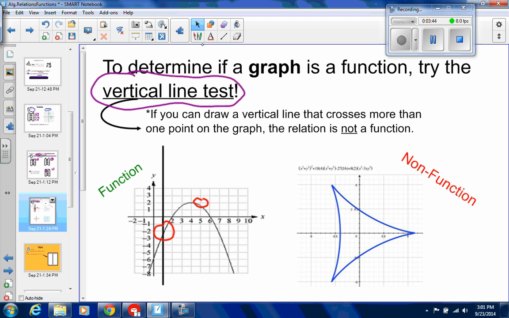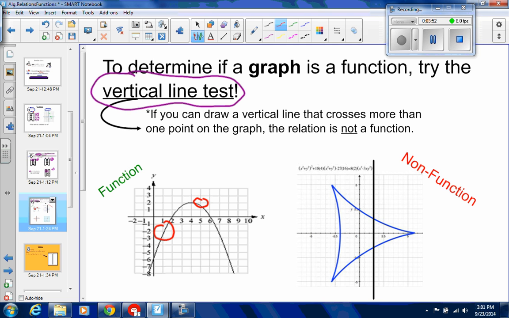Whereas if you go over here, just about anywhere on this graph, if you cross the blue graph, you'll find more than one intersection. So there's one and there's two. That means that it's not a function.